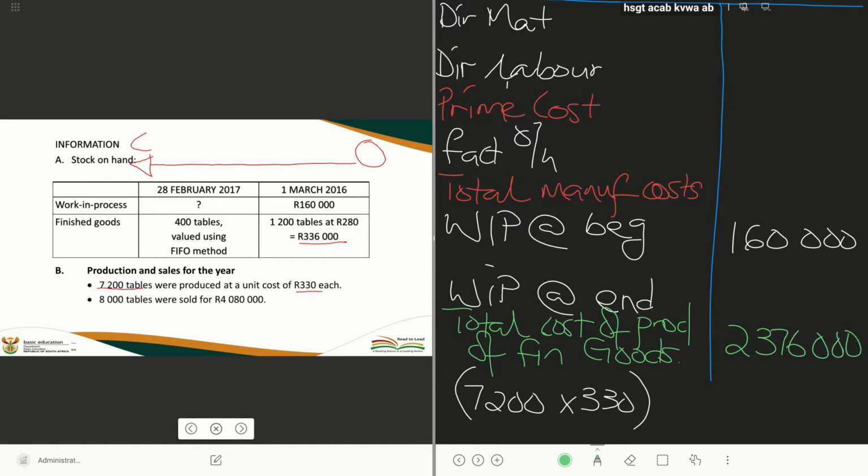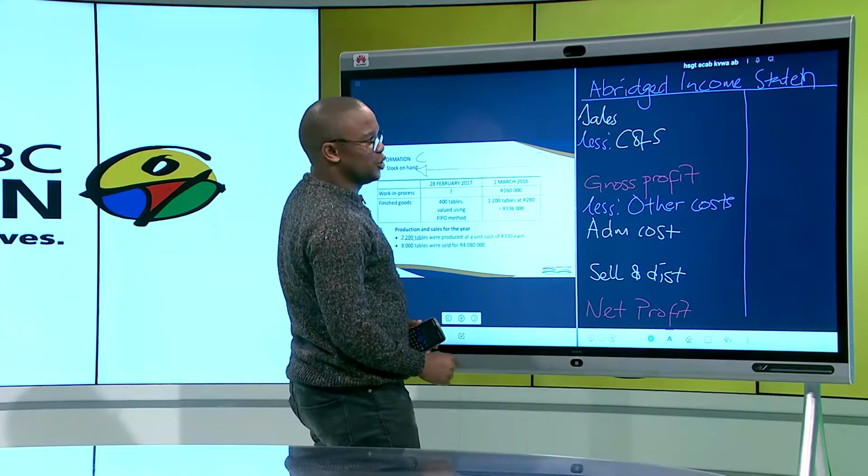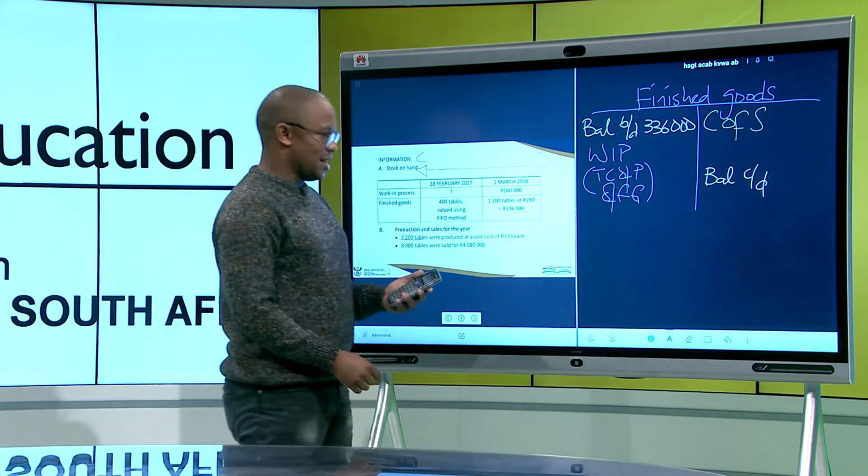2,376,000 rand. Remember this. Piece by piece, you feed in the information. I hope you are with me, my dear learners. Again, remember what I said. Your total cost of production of finished goods, that is the same amount that you'll write on your finished goods ledger account.